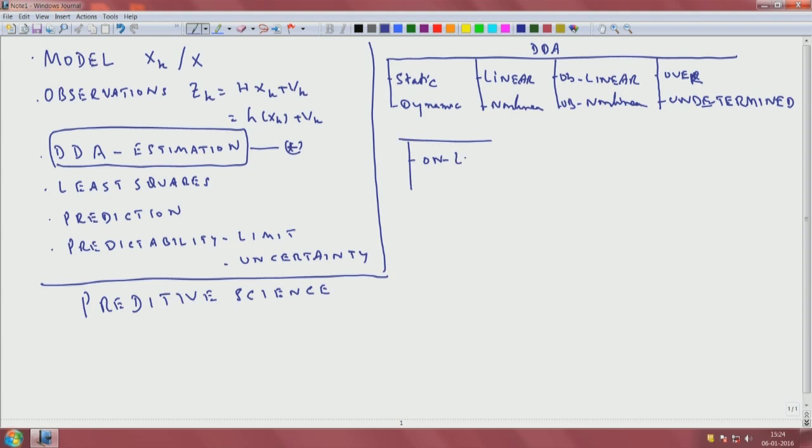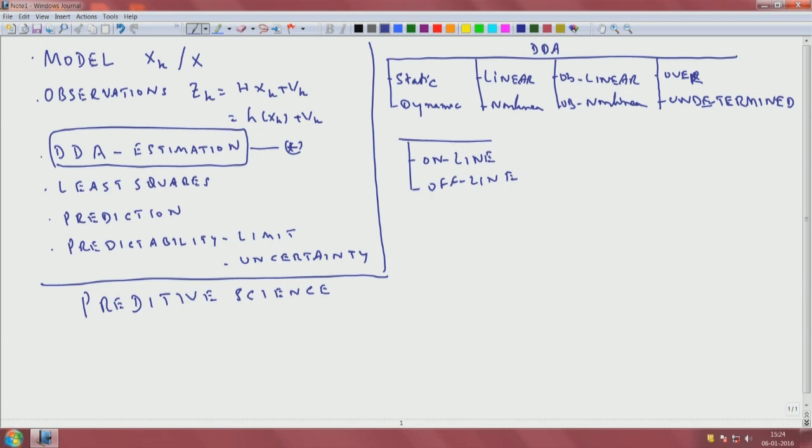Also, we have talked about online versus offline. So we have done various combinations. We have talked about static linear, where the observations are linear, underdetermined, overdetermined. We have talked about online, offline. We have talked about dynamic, linear, nonlinear, observation linear, nonlinear. We always generally talked about the overdetermined system, both offline and online.